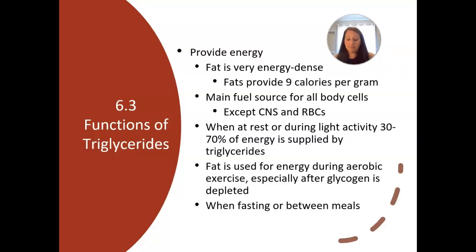Our bodies use them as a fuel source. They are the main long-term energy storage source in our body. It's how we store energy. Again, all of our body cells can use fat as energy, except for the central nervous system and red blood cells. During fasting, though, when ketone bodies are produced, our brain will actually use those as well. We'll talk about that a little bit later in the semester in more detail.